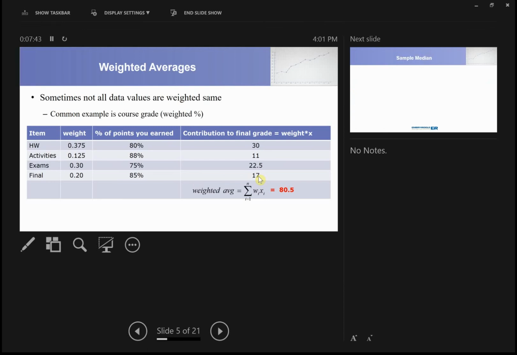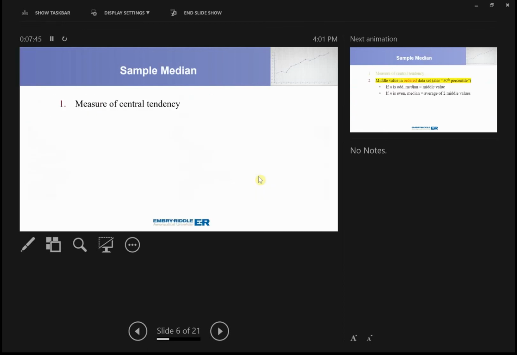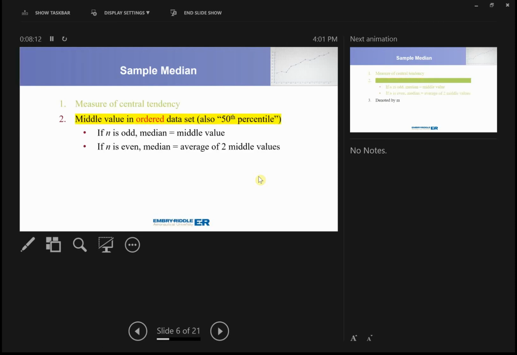Okay, so the next thing we want to talk about is a second way of looking at the center. So we have another measure of the center that we call the median. So this is the first way of representing the center of the distribution. And the second is what we call the median. And so it turns out that the median is essentially, just like we learned in the last class, the second quartile or the 50th percentile.